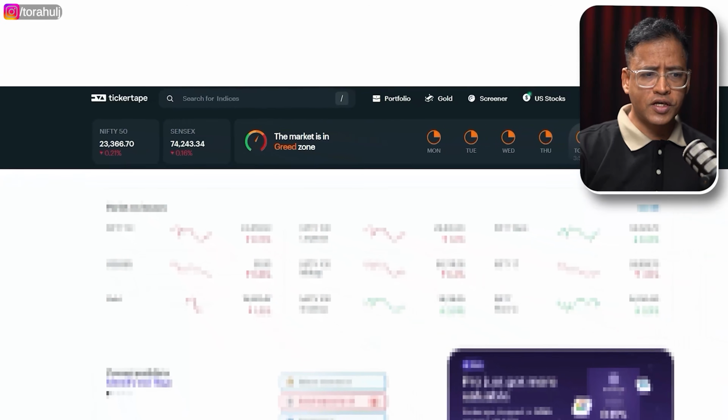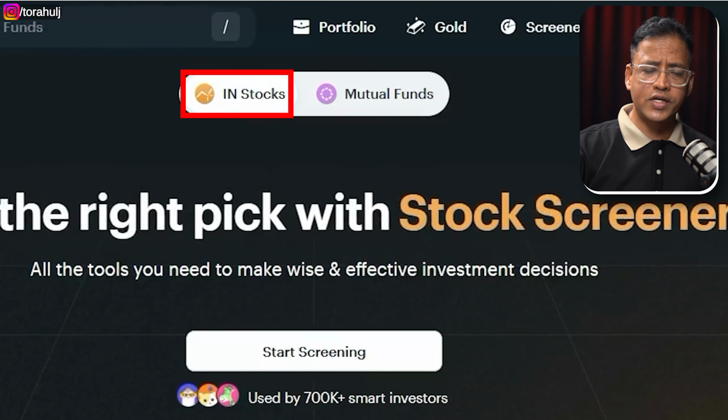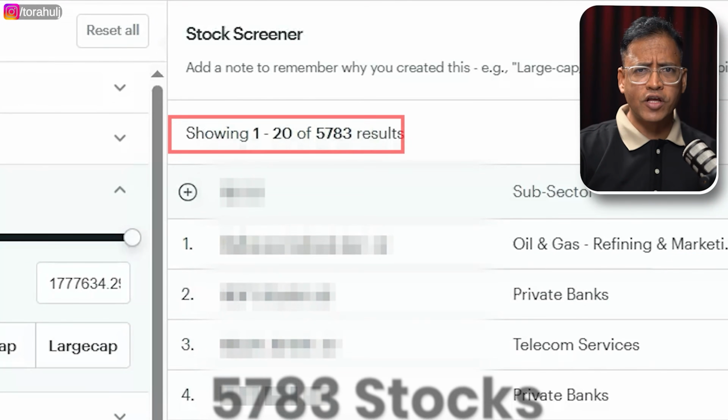First thing we'll do is go to screener here, okay, and click on stocks. Right? Because we are interested in stocks, so we say start screening. Now you'll see more than 5,000 stocks coming here.